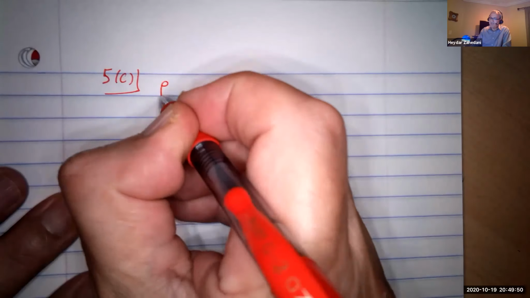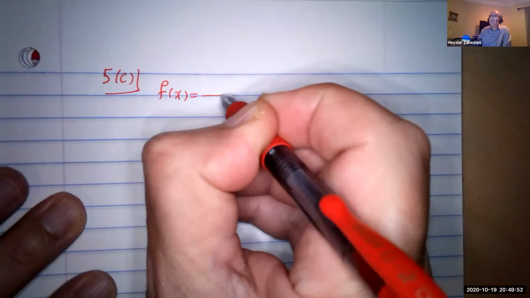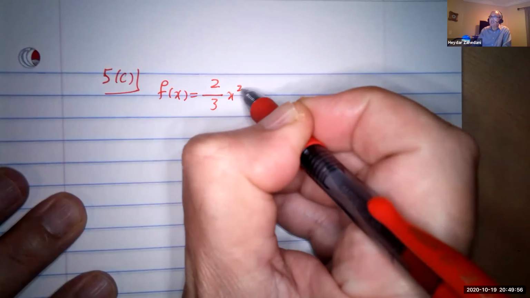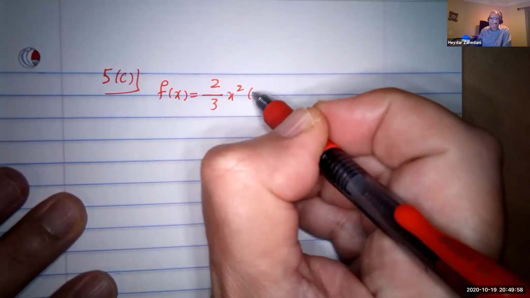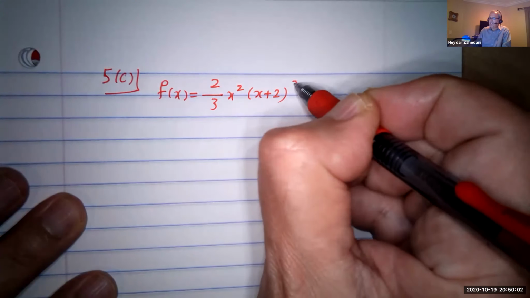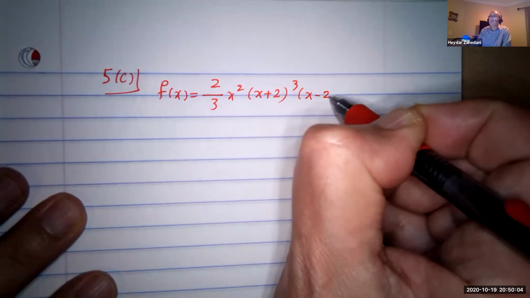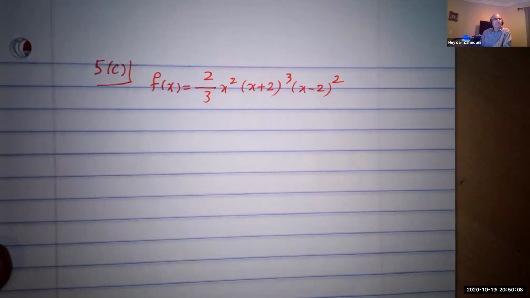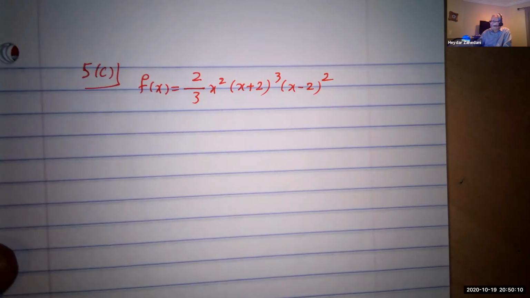5C is f of x equal to 2/3 x squared, x plus 2, everything to the third, and x minus 2, everything to the second. Let's try this one too.